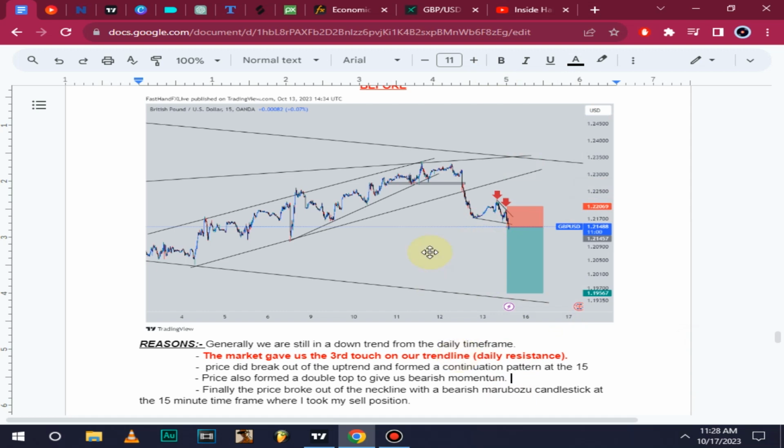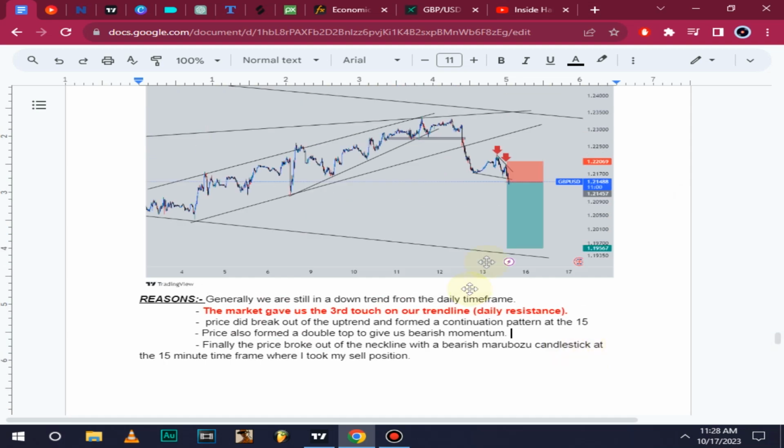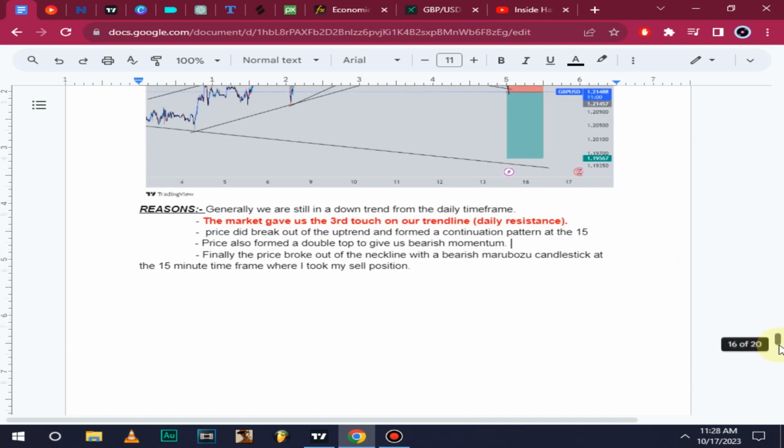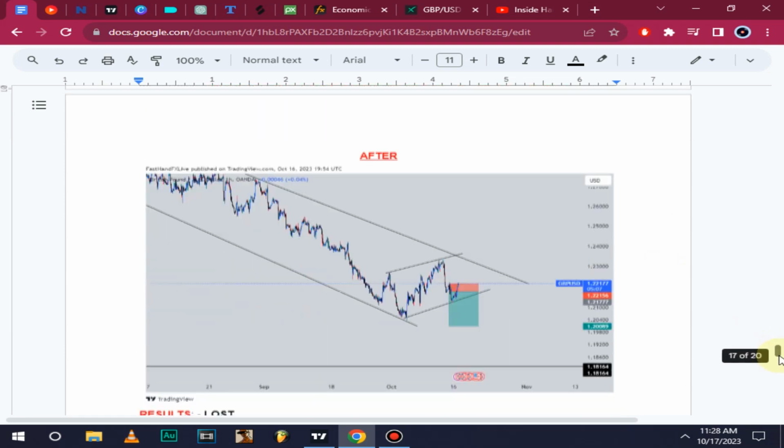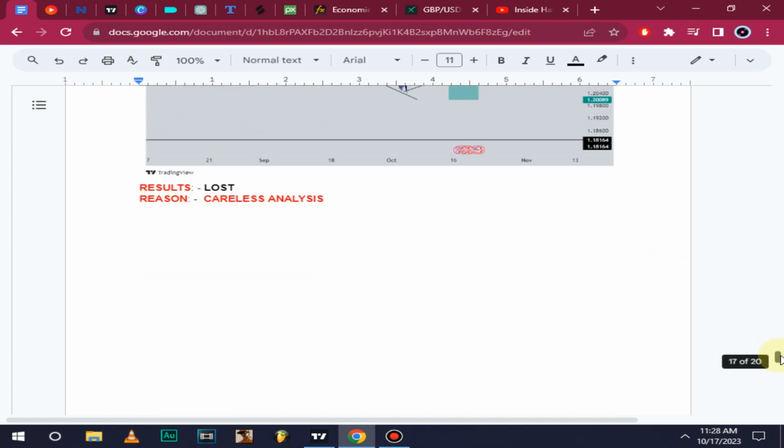With that tiny mistake, I did not realize that all this that was happening was just a correction, right? So price did break out of the uptrend and form a continuation pattern at the 15. So that is what was happening. That was a wrong analysis, right? And finally, price broke out of the neckline with a bearish Marubozu candlestick at the 15 time frame. That is where I did take my sell position over here. And then what happened after? Here is what happened. Boom! Look at that. Look at that. That was just a correction. So I lost.